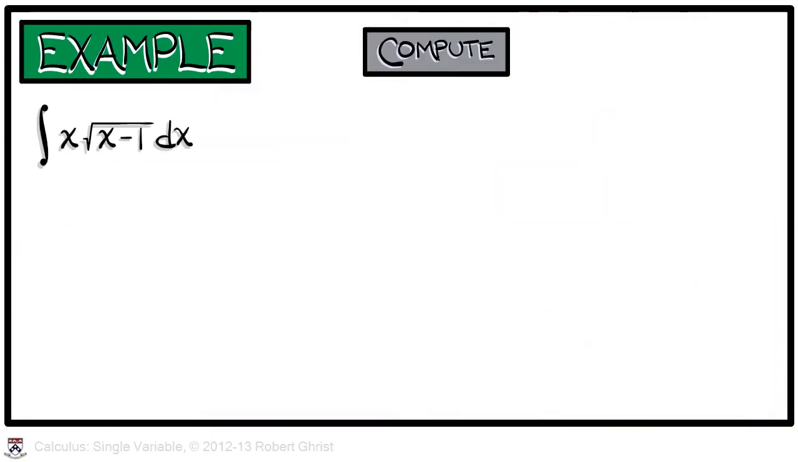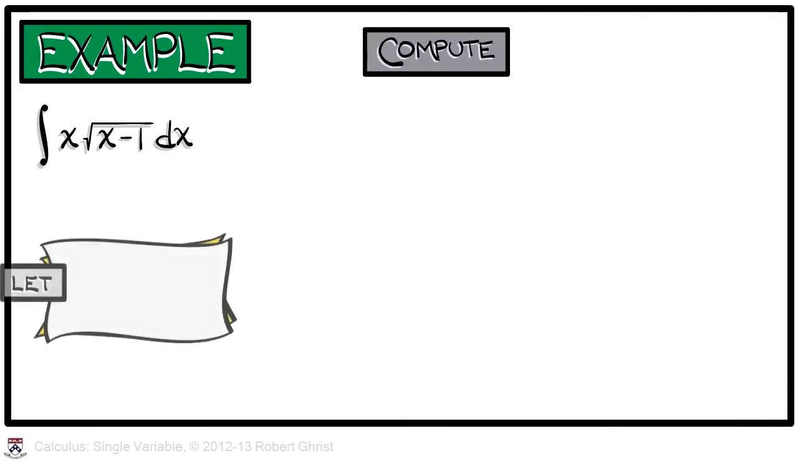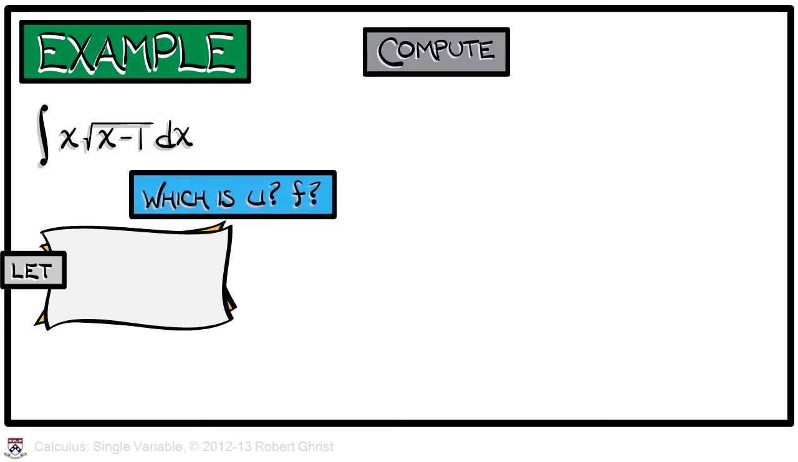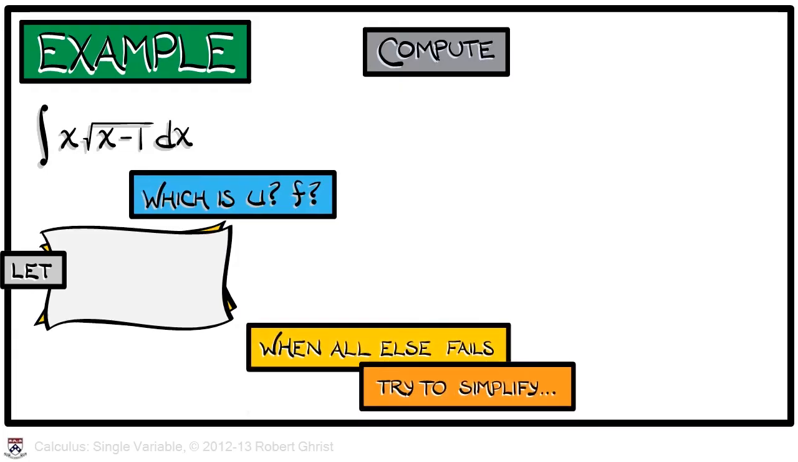A trickier sort of example would be something like the integral of x times the square root of x minus 1 dx. In this case, what is the u here? What is f of u? In general, it's best to make a substitution that simplifies your integrand to whatever extent possible. In this case, if we were to let u be equal to x minus 1, it would seem to be trivial since du equals dx.